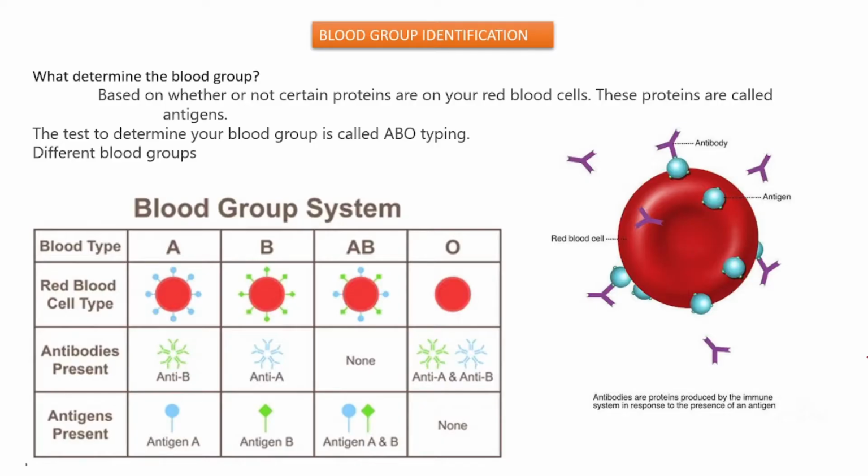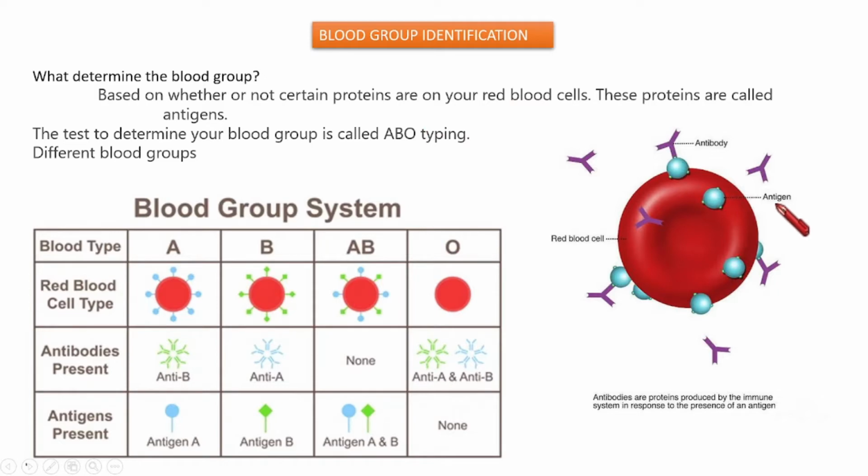Good morning, dear students. Today we are going to do another practical, that is blood group identification. How can we understand what our blood group is? That is mainly based on the presence of certain proteins in the plasma membrane of RBC, and those proteins are called antigens.